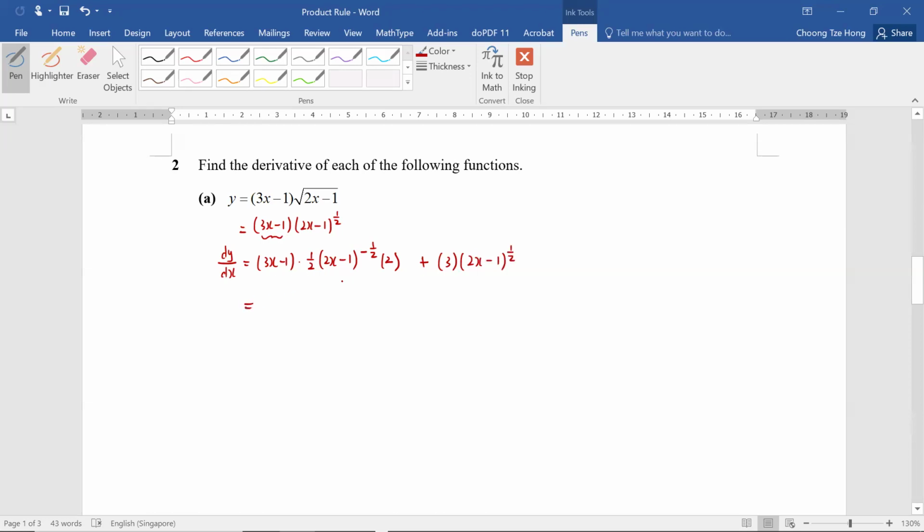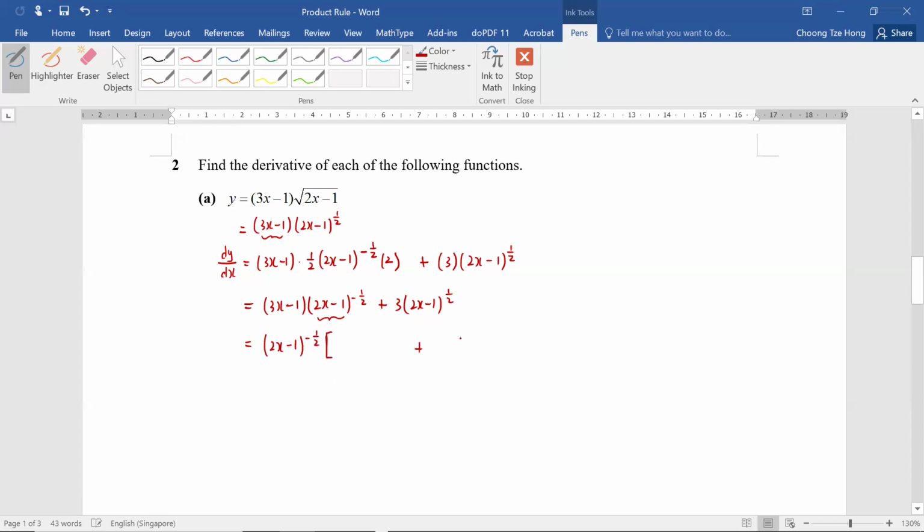Right, let's tidy up the left side first. Okay, so half times 2 will just become 1. So in other words, for the first half, we'll just be left with this. Right, so what are the common factors? So the common factor will be this 2x minus 1. Okay, on the first half of the product rule, you have power negative half. The second half, you have power half. Okay, so always take out the smaller power. So you take out 2x minus 1 to the power of negative half.